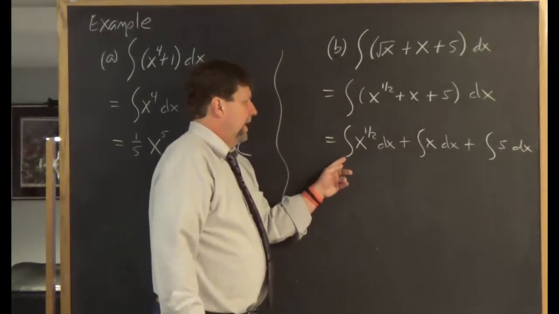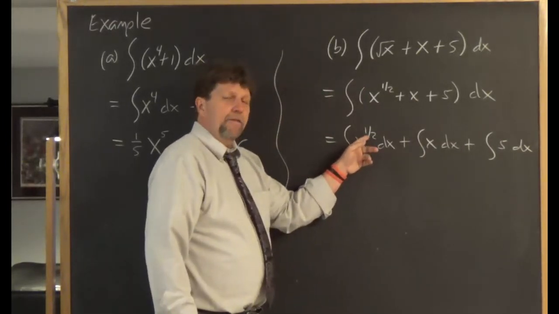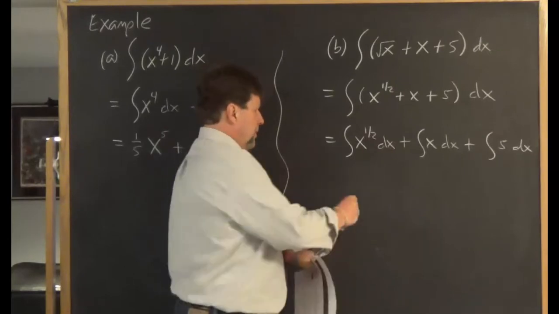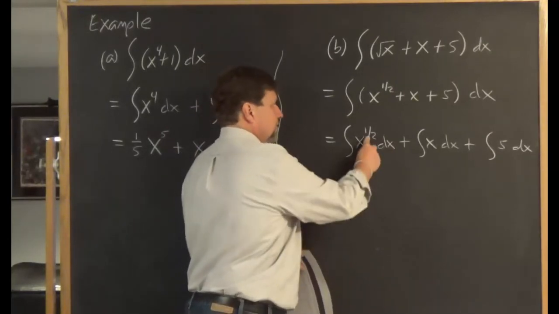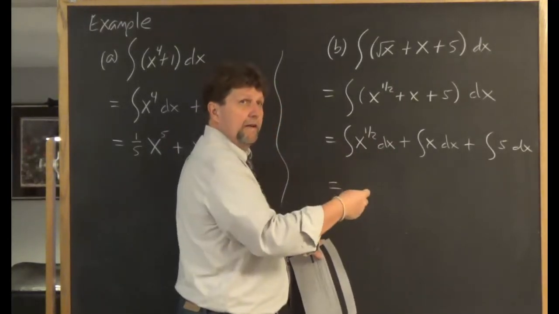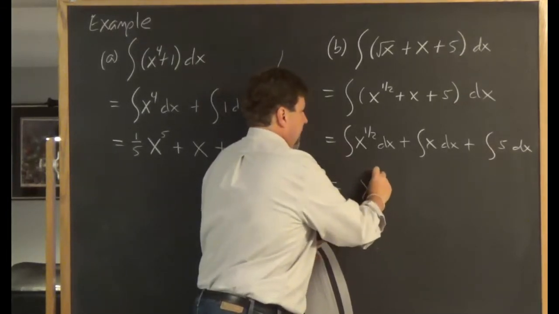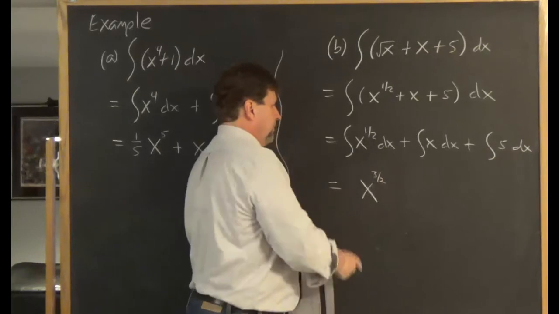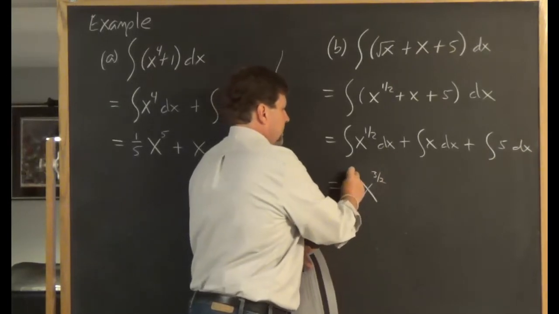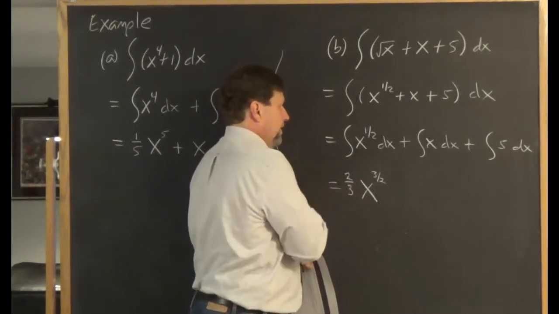Okay, so now when we integrate x to the 1/2, using the power rule, we add 1 to the exponent, so 1/2 plus 1, that's 1/2 plus 2/2, so that gives us a 3/2. The little number in front is the reciprocal of the new exponent.